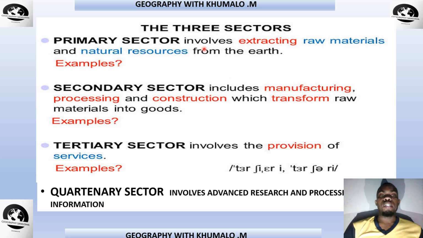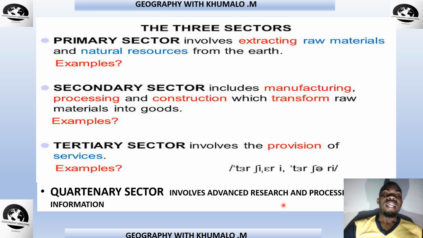So this manufacturing process takes place where? In the secondary sector. Then we have the tertiary sector, which involves the provision of services. It provides services such as your retail stores, your shops that you go to buy, ShopRite, Pick and Pay, any shop or retail, and also services like your education, police station, your healthcare, they fall under the tertiary sector. Then the last one is the quaternary sector, which involves advanced research and processing of information.